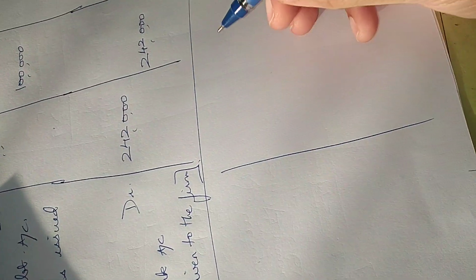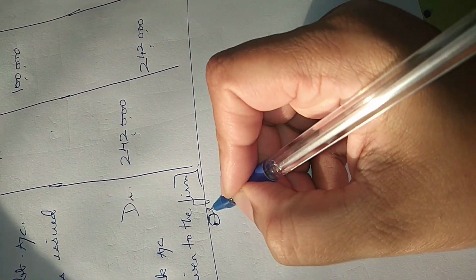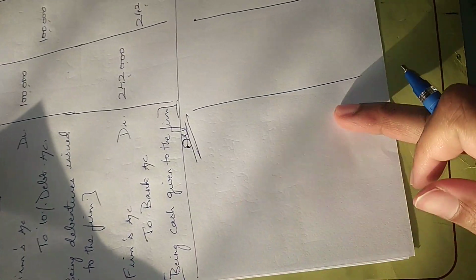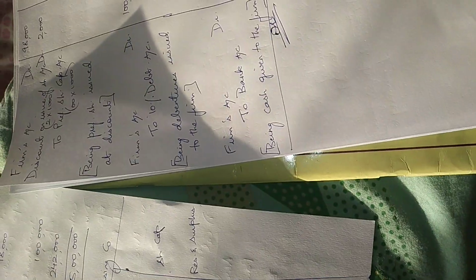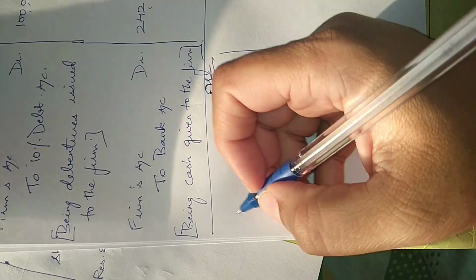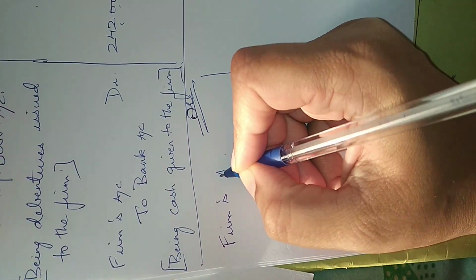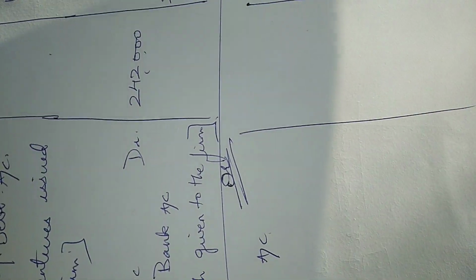What if we want to show it as a single journal entry? Now you can also show it as a single journal entry. Don't show both. Either show it separately or you show it together as one single entry, whichever is convenient for you all. Now how will you show it? Firm is going to be the receiver. So firm's account debited. We don't know the amount. We will take it up later.